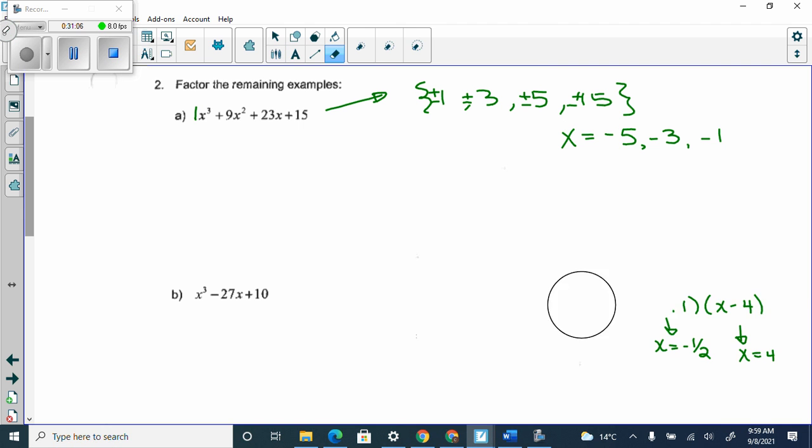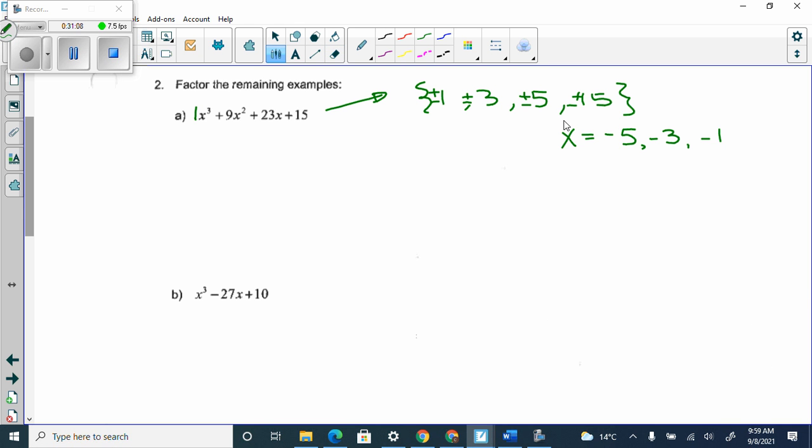Okay, back to this question. I'm going to start off with the smallest one, or the lowest one. So I'm going to do x equals -5. And before I even do this, I'm going to say, boom, x plus 5. Before I even go on with my L, x plus 5. Don't forget it. We can move on.